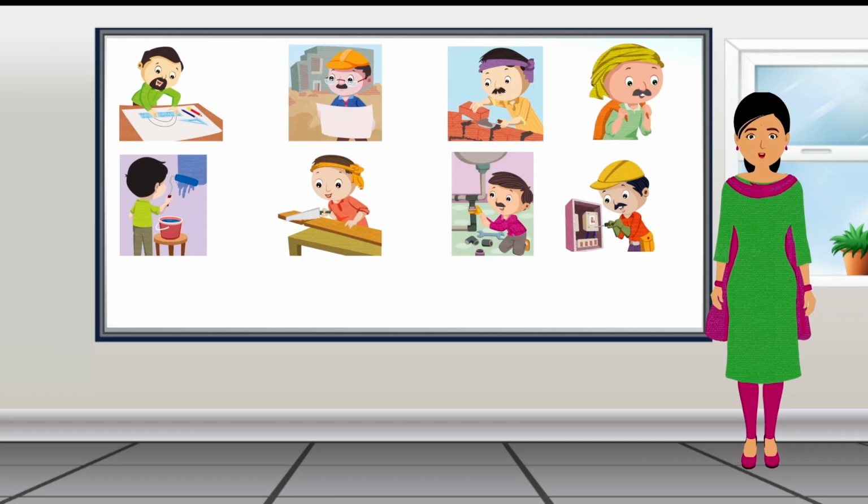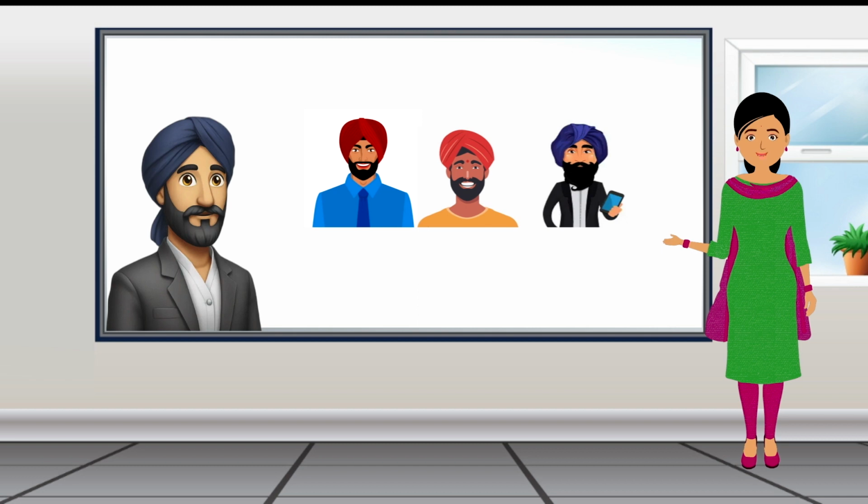As you can see, it takes a whole team of skilled people to build a house, each playing an important role. Sodhi Ji's family is a perfect example of how construction has evolved over time, from simple mud houses to modern buildings.